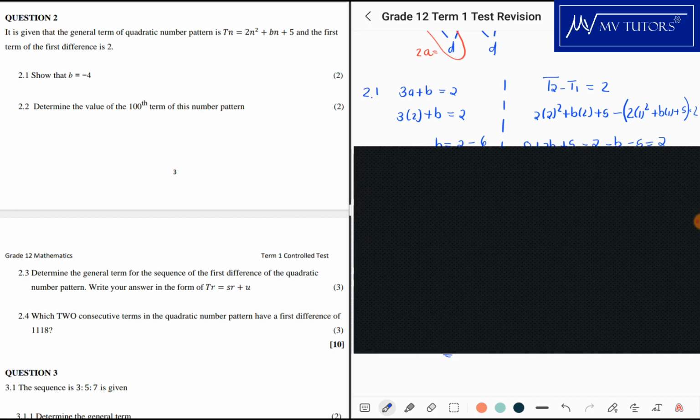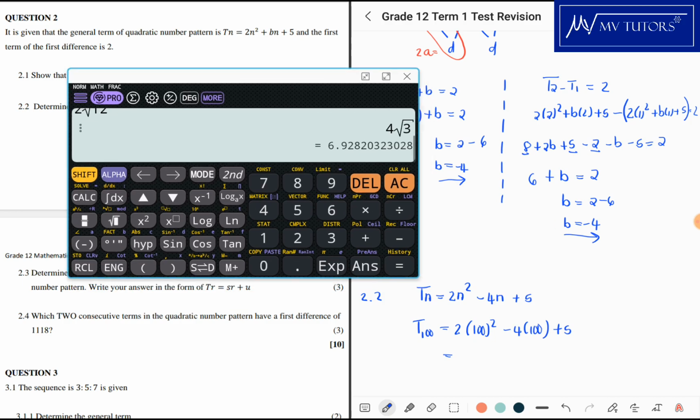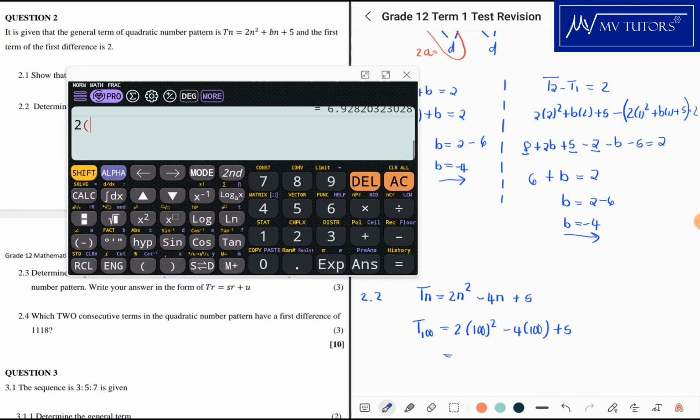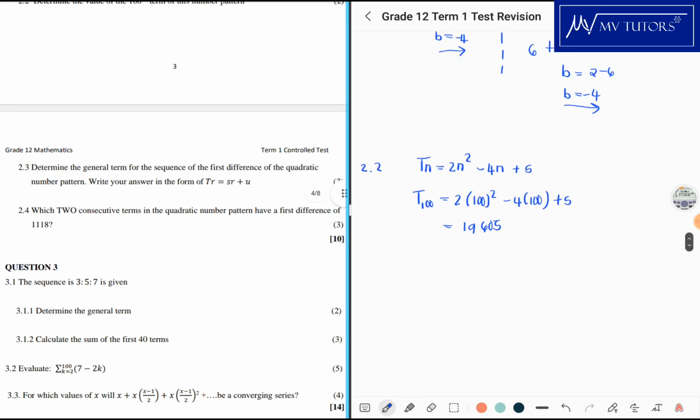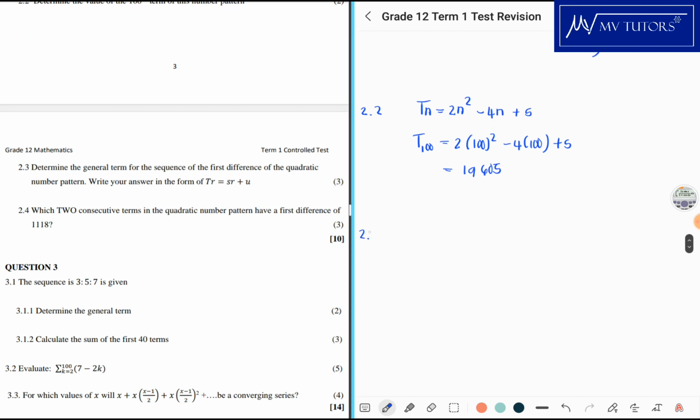And now let's just work it out. So we have 2 times 100 squared. It's going to be a very huge number. Minus 4 times 100 plus 5. And we get a number of 19,605. So that's just 2 marks. Rightfully so. Nothing complicated there.